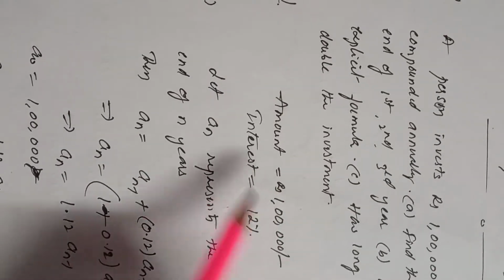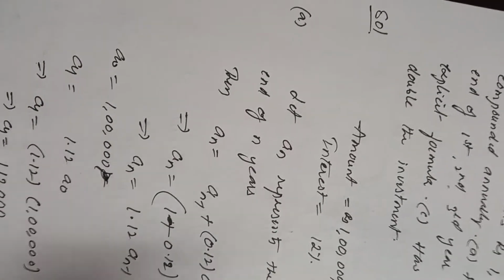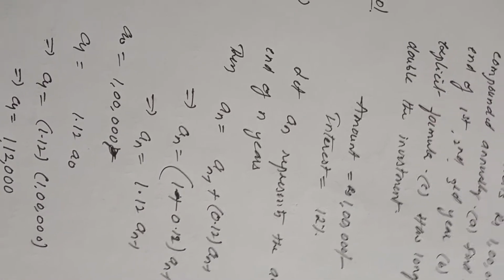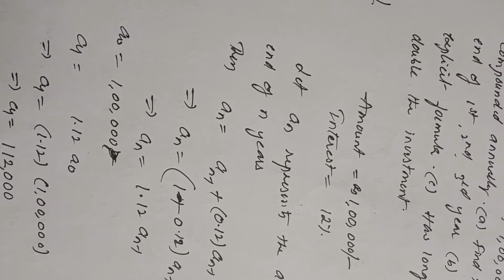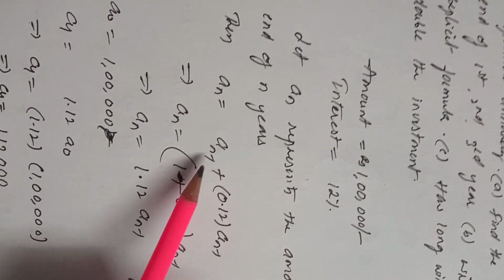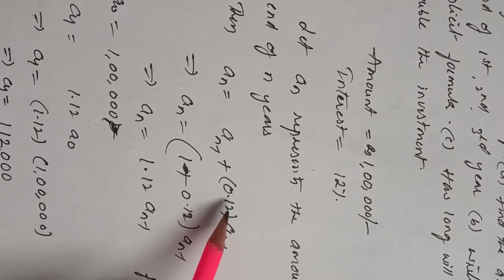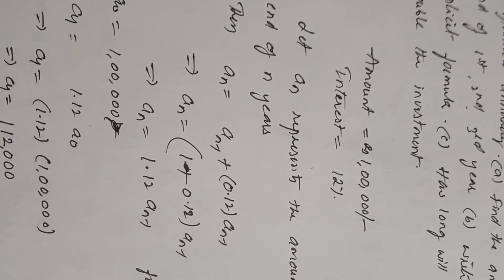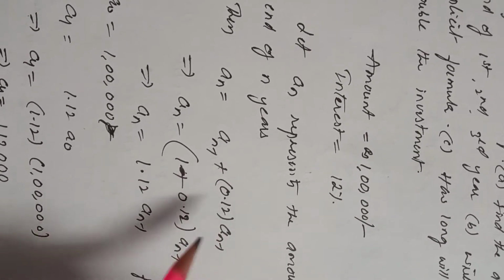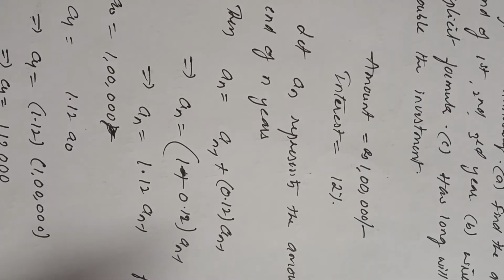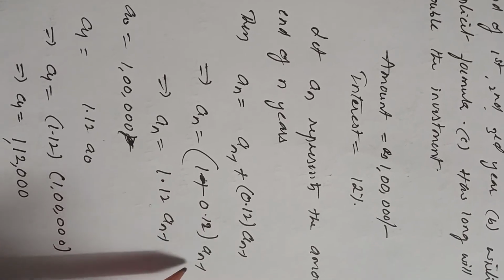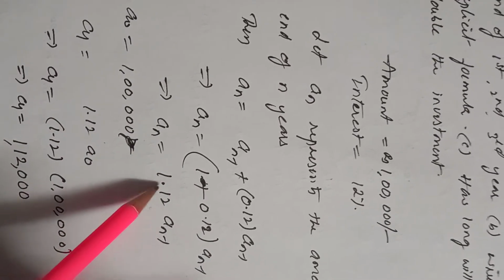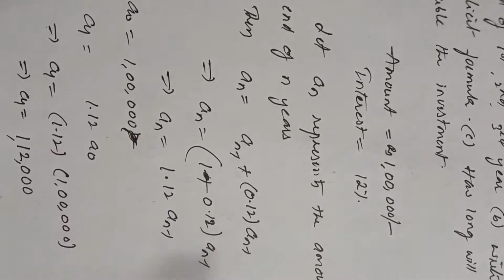Now the given investment is 1 lakh, right? The amount is 1 lakh, rate of interest is 12%. Let a_n represent the amount at the end of n years. a_n is equal to a_(n-1) plus 0.12 into a_(n-1). That means the capital amount plus its interest. If you add the interest, then you will get the amount after 1 year. Taking a_(n-1) common, a_n is equal to 1.12 into a_(n-1) for n greater than or equal to 1.